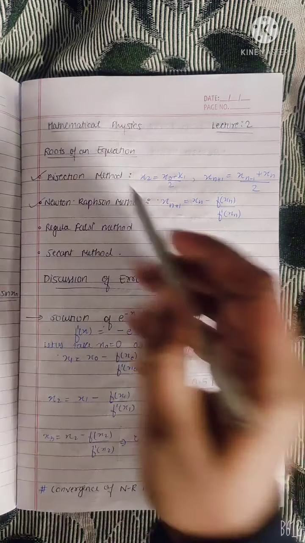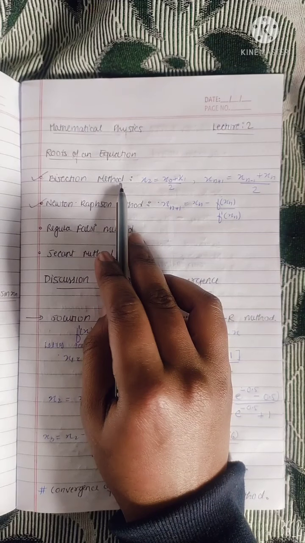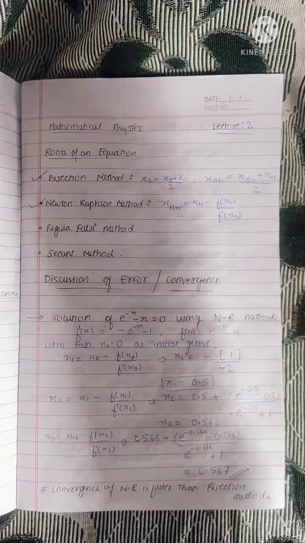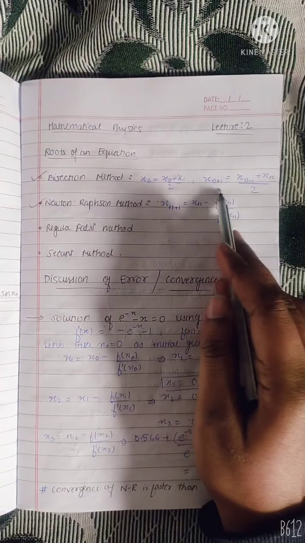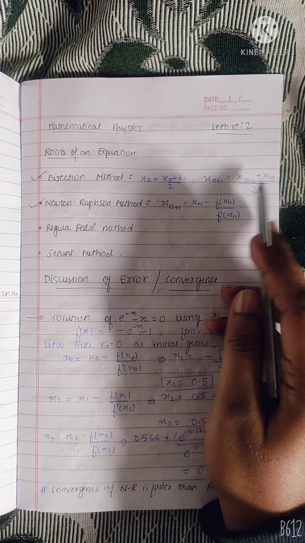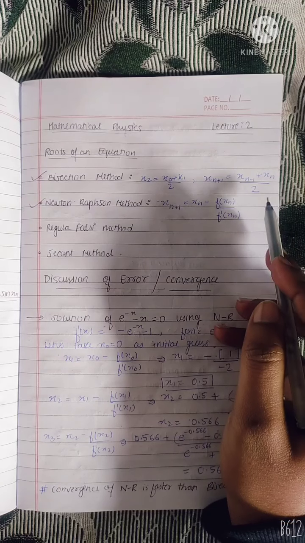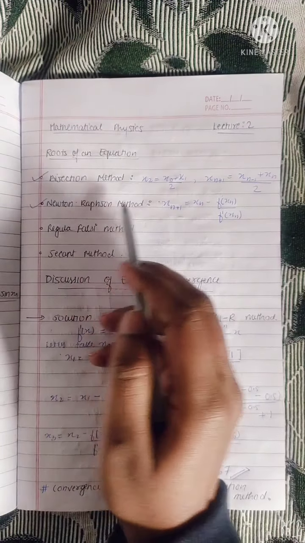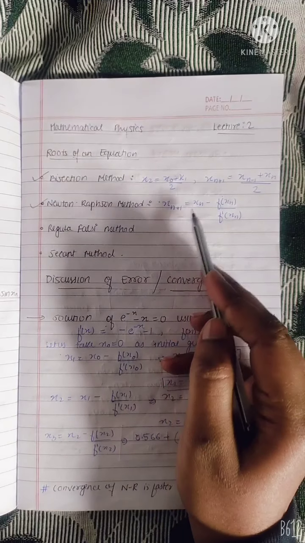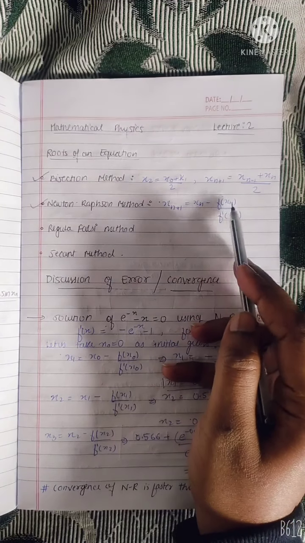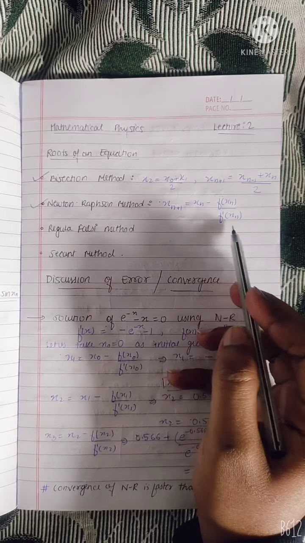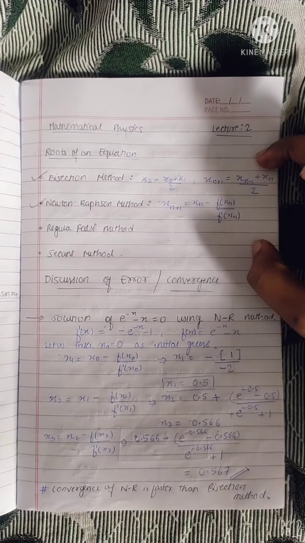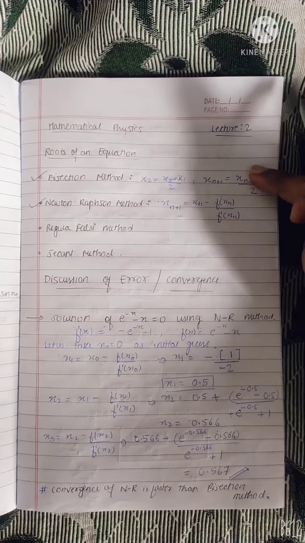The main formula used in the bisection method was x2 is equal to (x0 plus x1) by 2. In the general case, x_{n+1} is equal to (x_{n-1} plus x_n) divided by 2. In the Newton-Raphson method, x_{n+1} is equal to x_n minus f(x_n) divided by f'(x_n). Please check out the previous video for more information regarding these two methods.